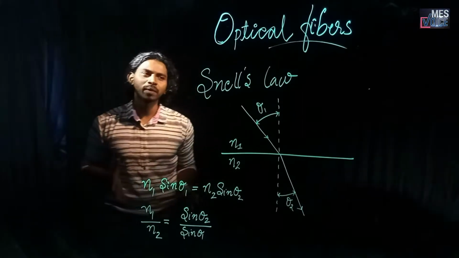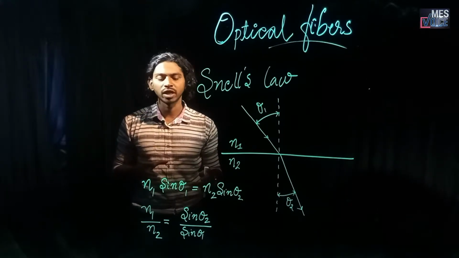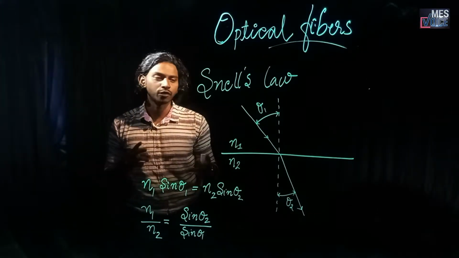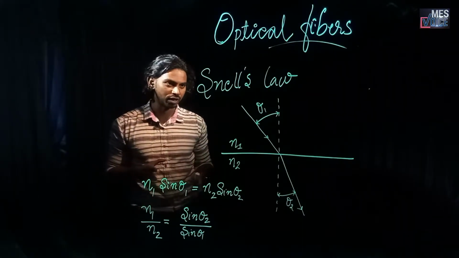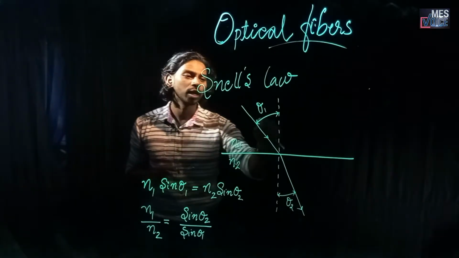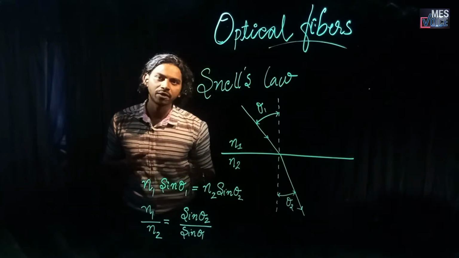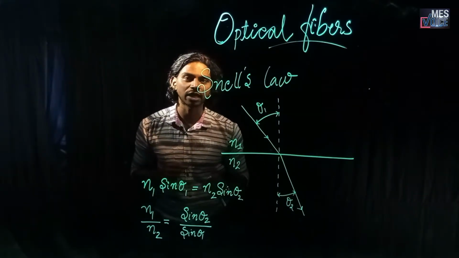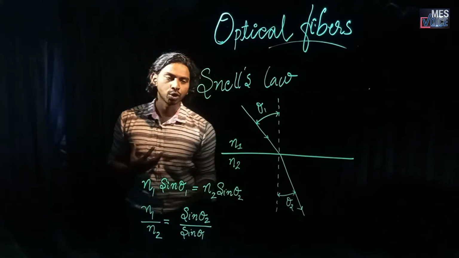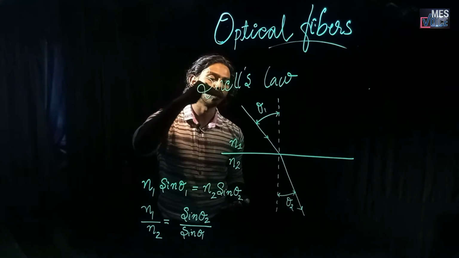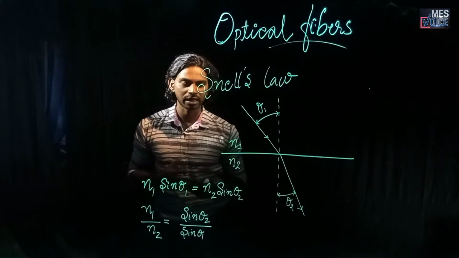So what do you mean by Snell's law? Snell is a famous scientist who gave the relationship between the refractive indices of two different media with respect to the angle of incidence and angle of refraction. Let θ1 be the angle of incidence of the ray. n1 is the refractive index of medium 1 and n2 is the refractive index of medium 2, and θ2 is the angle of refraction. So here the light passes from one medium to another medium of refractive index n1 and n2 respectively.